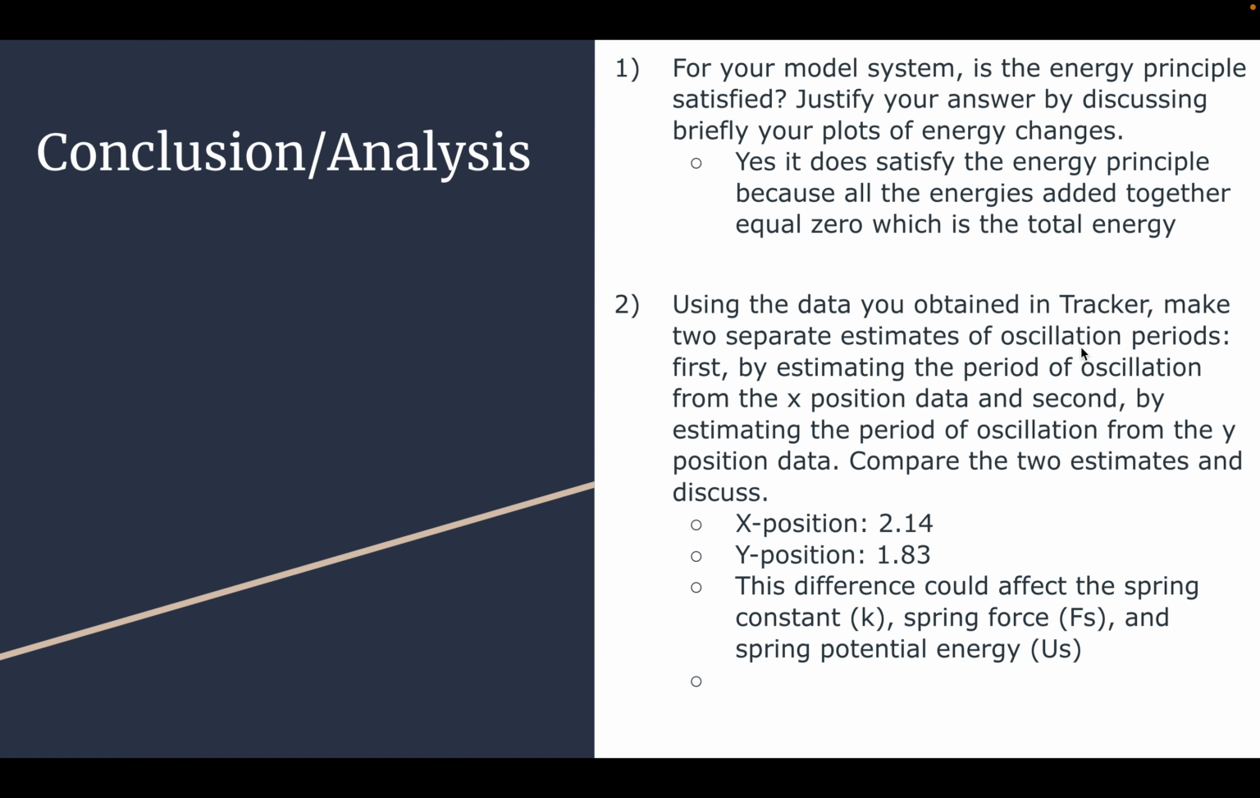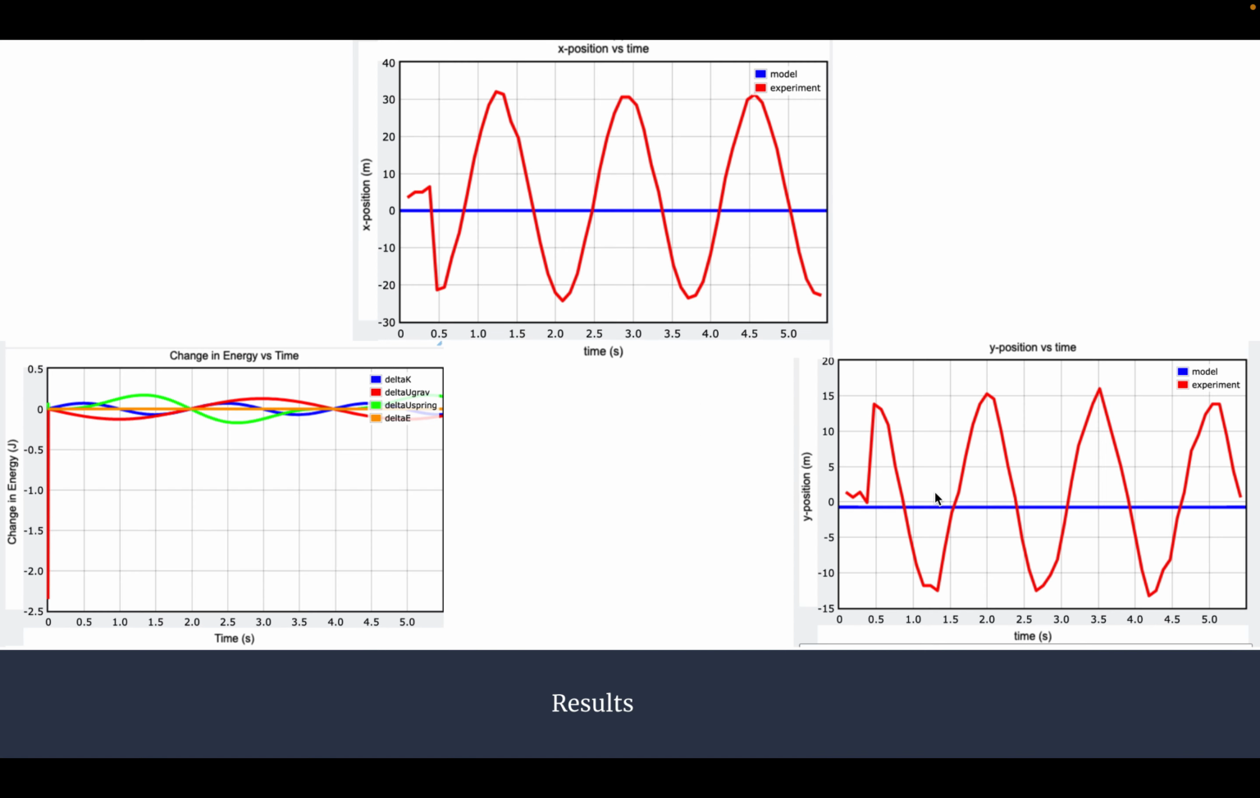So looking at this, estimating the period of oscillation is important because the difference between the two, the X position and the Y position, can affect the spring constant K. It can also affect the spring force as well as the spring potential energy. So we can look at the oscillation times. This is a little bit more zoomed in. So you can see this X position is about 2 seconds, and these are about 1.5 to 2-ish seconds apart.